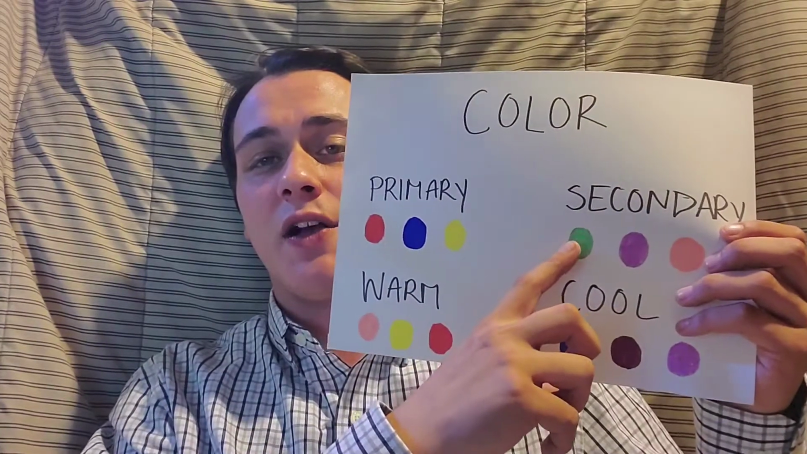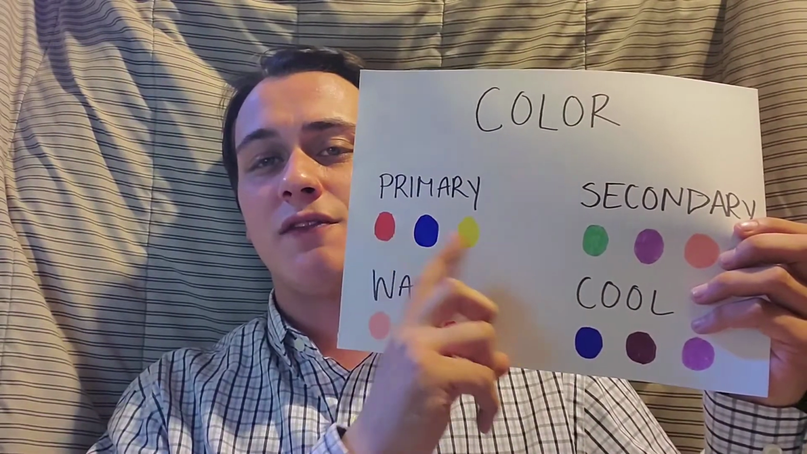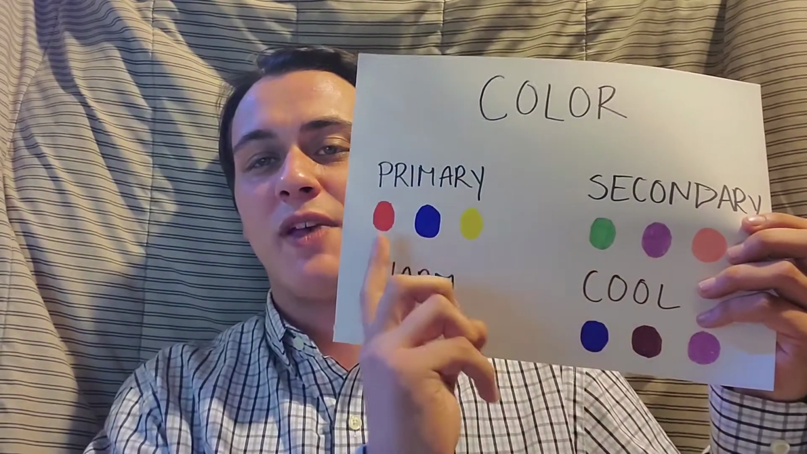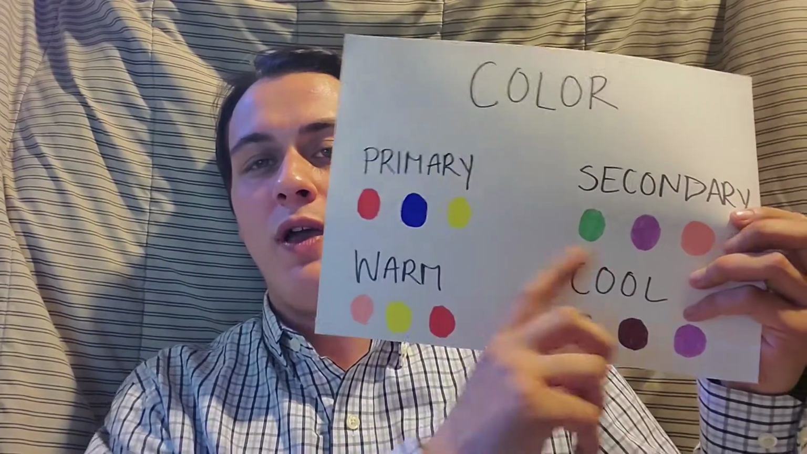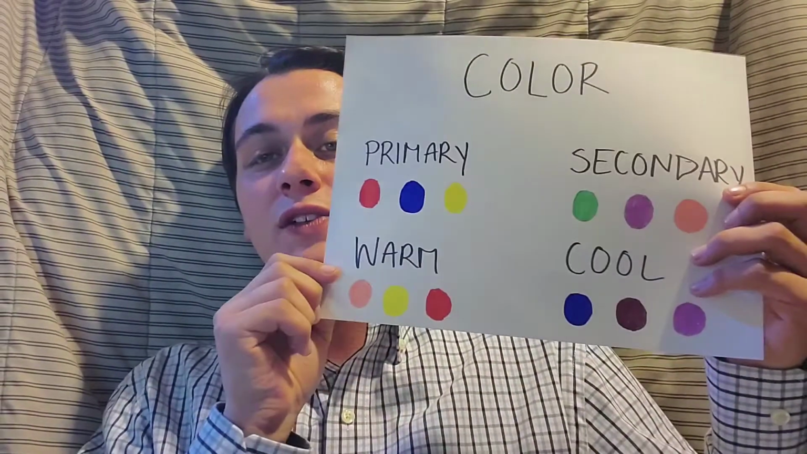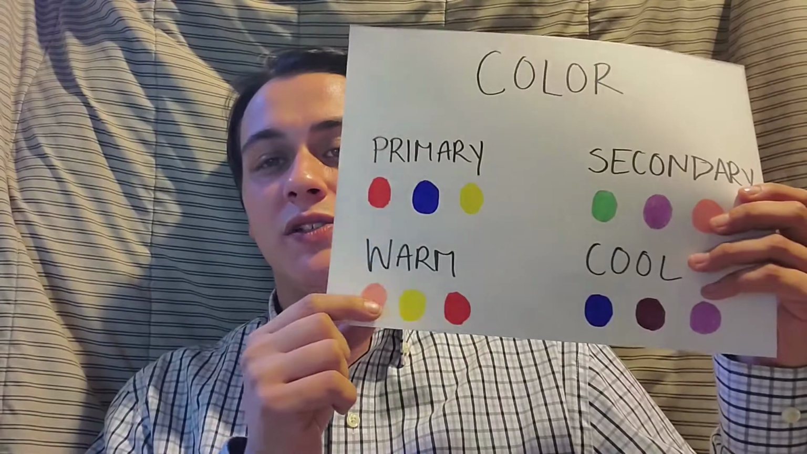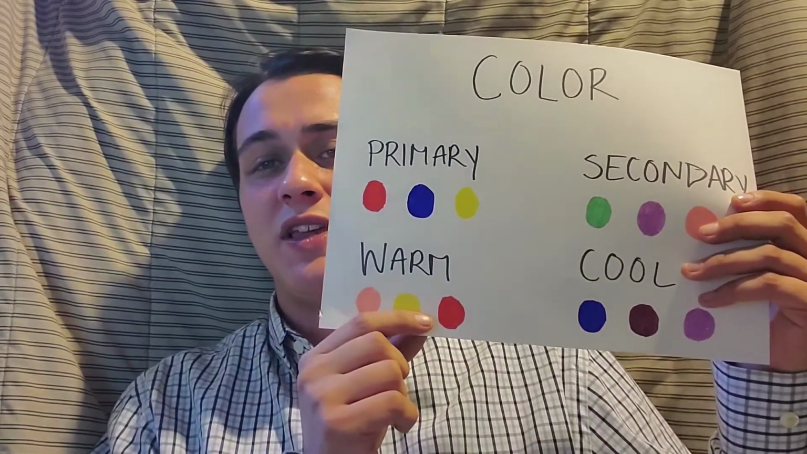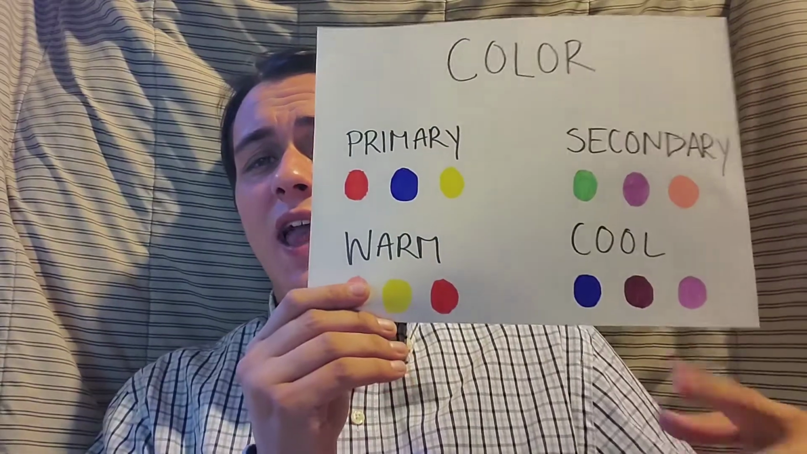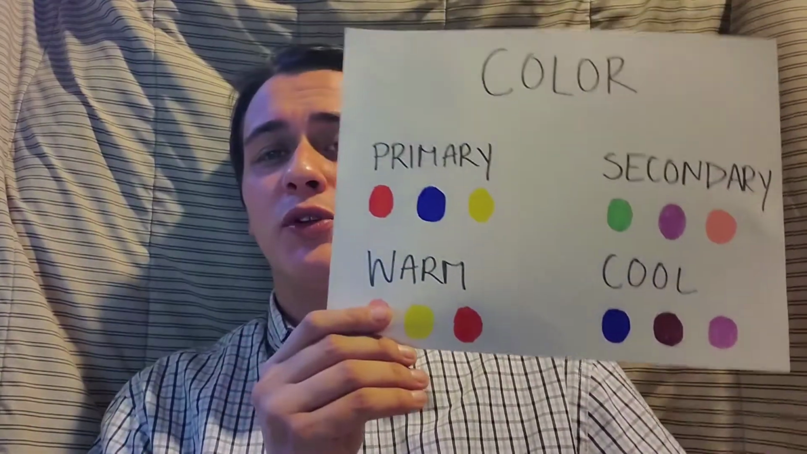And our secondary colors are made up of the primary colors here. For example, green is made up of blue and yellow, purple is made up of red and blue, and orange is made up of the latter, yellow and red. There's also warm colors. As you can see, warm colors usually tend to be pinks, oranges, yellows, and reds, and cool colors are usually browns, blues, and purples and greens.